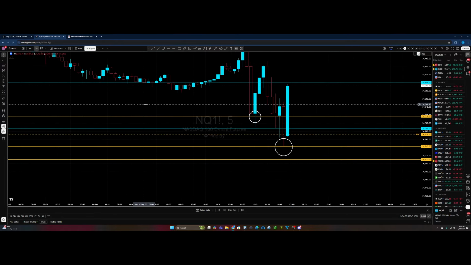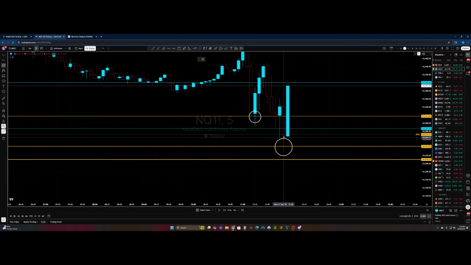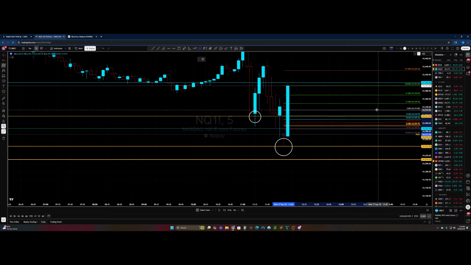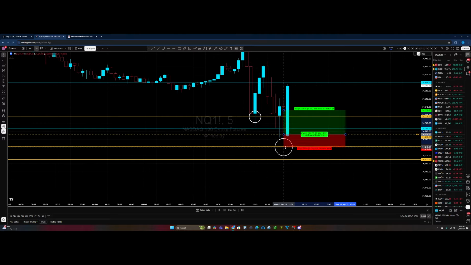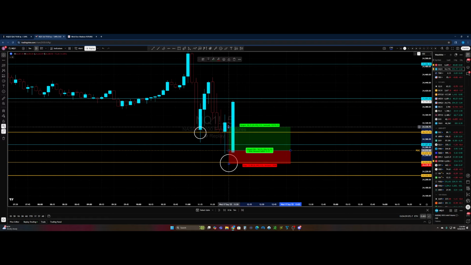Personally, I would have taken a trade here, right? Now the question is, where would you have gotten in? Here's the POC. It was a level of interest. I don't trade off of it, but now we have more data. We had some buying reaction here. I would be comfortable taking a long here and risking the wick, right? Now, this happened pretty quickly.